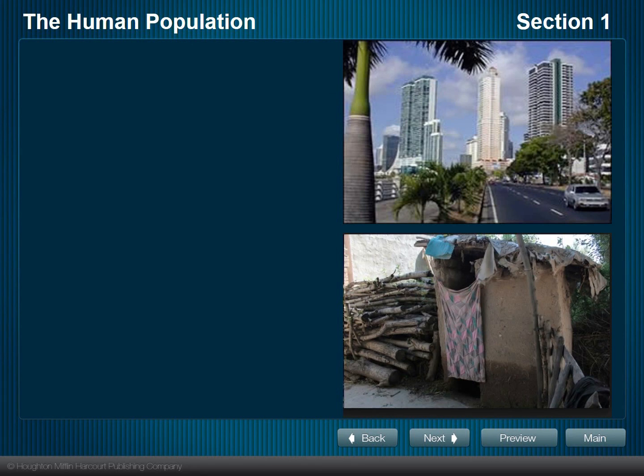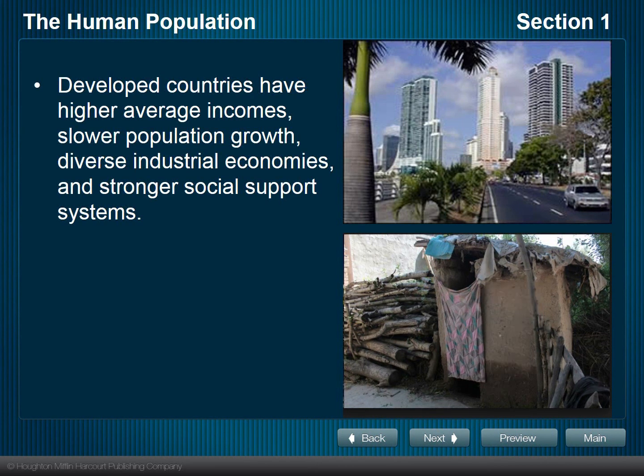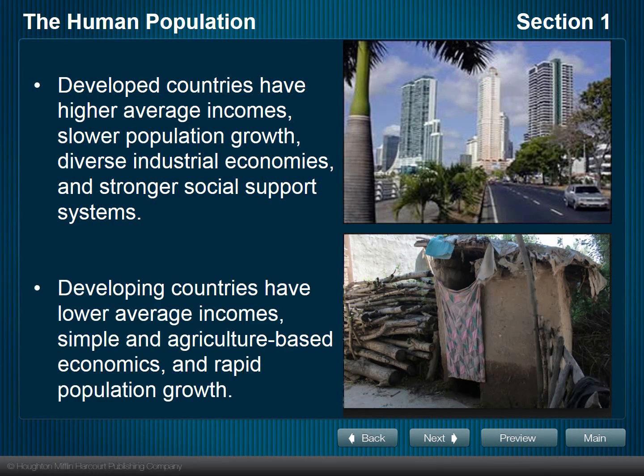Countries with similar population trends are often grouped into 2 general categories: developed and developing countries. Developed countries have higher average incomes, slower population growth, diverse industrial economies, and stronger social support systems, while developing countries have lower average incomes, simple and agricultural-based economies, and rapid population growth.